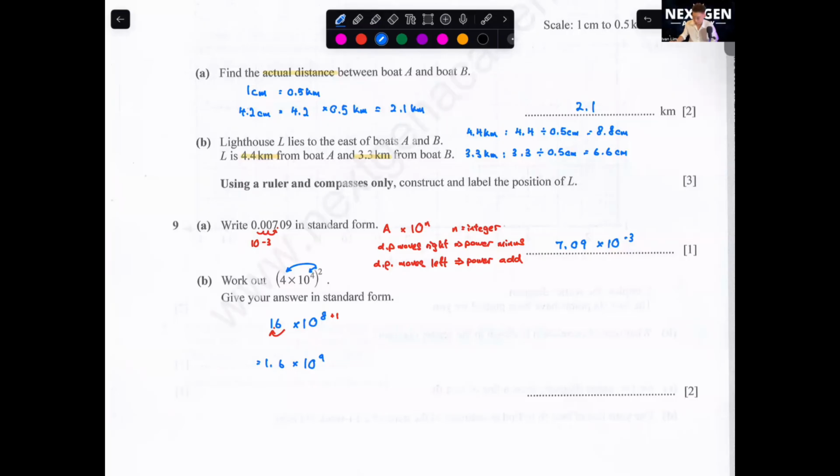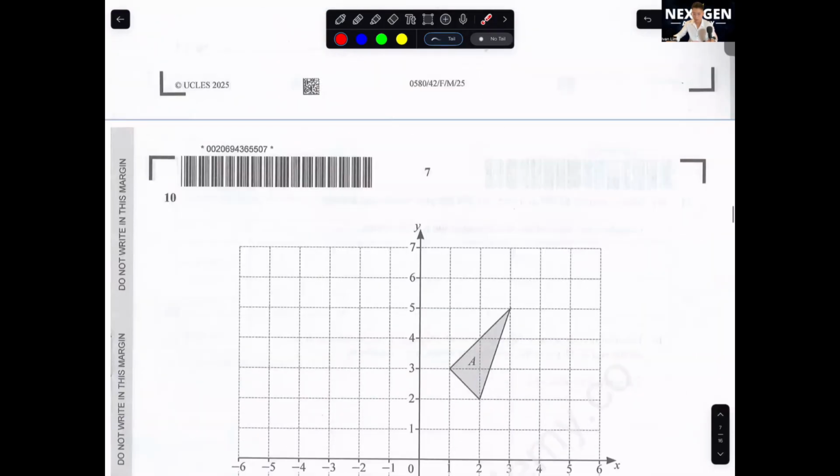Can I divide by 10 to the power of 3? No. Cannot. That's not the standard form. Your final answer needs to be presented like that. If you write it like that, then cannot. There's no working here. So this is the only acceptable form for standard form. All right. Okay, number 9 done. Let's go to number 10.